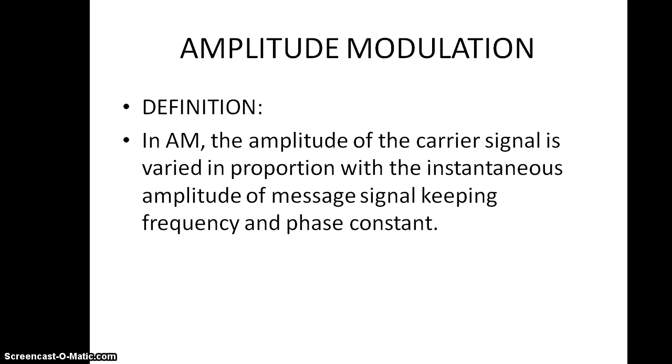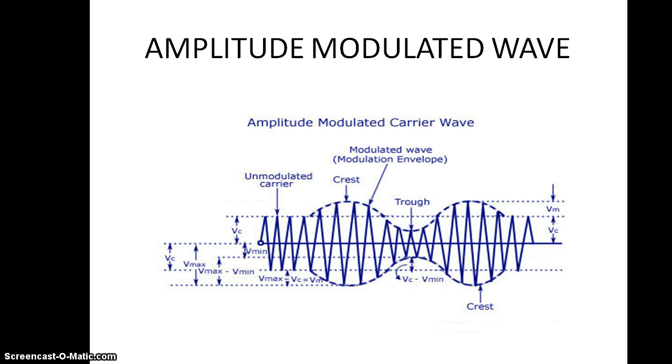In amplitude modulation, it is very clear from the name itself, the amplitude of the carrier signal is varied in proportion to the instantaneous amplitude of the message signal, keeping the frequency and phase constant. This is known as amplitude modulation. So this is an amplitude modulated wave.